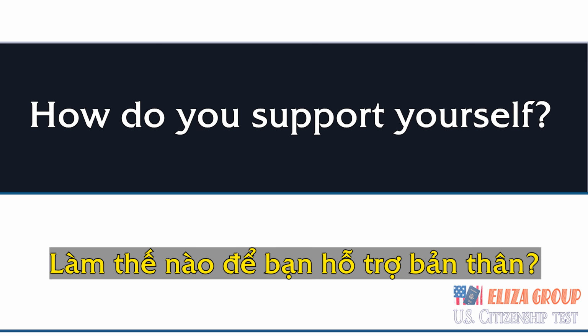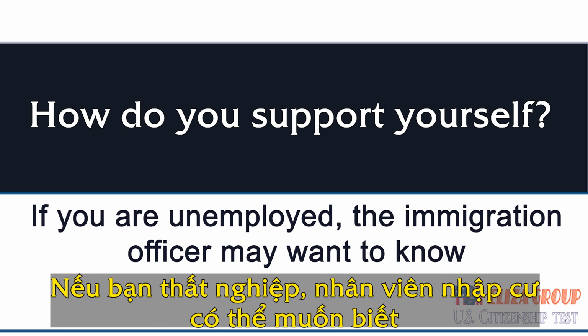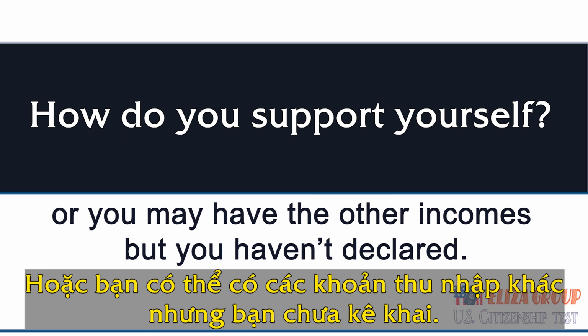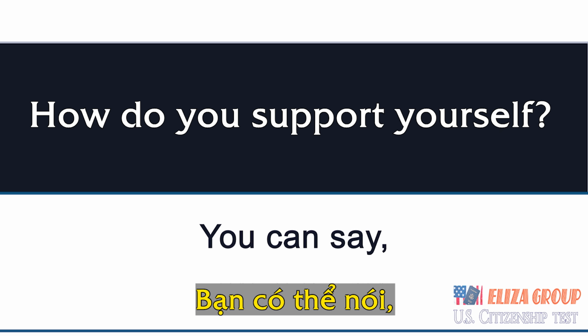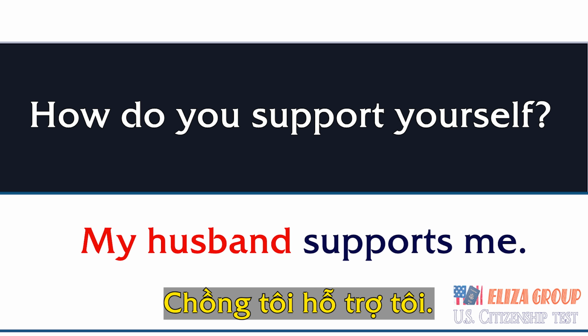How do you support yourself? If you are unemployed, the immigration officer may want to know what you live on, since you don't have a job, or you may have other incomes, but you haven't declared. You can say, "My children support me." Or, "My husband supports me."